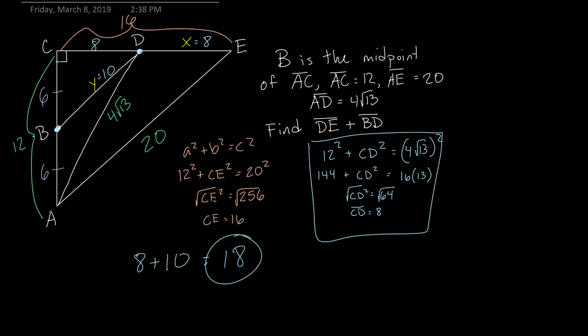Are there any questions on this problem? Because the problem asks, what is DE plus BD? So I just added DE plus BD, 8 plus 10. Well, B is the midpoint, D is the midpoint. Therefore, this line is the mid-segment, which is always half of the base. So if this is 20, this will always be 10. Any other questions?